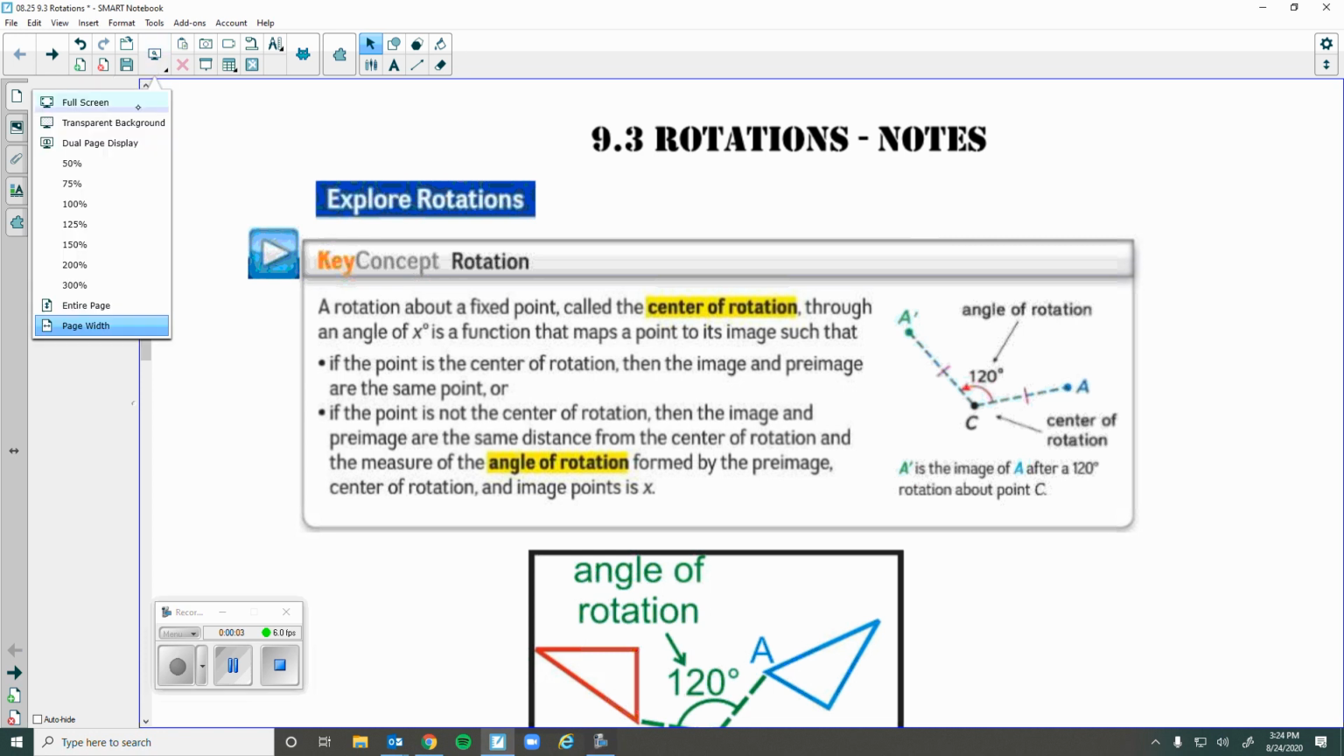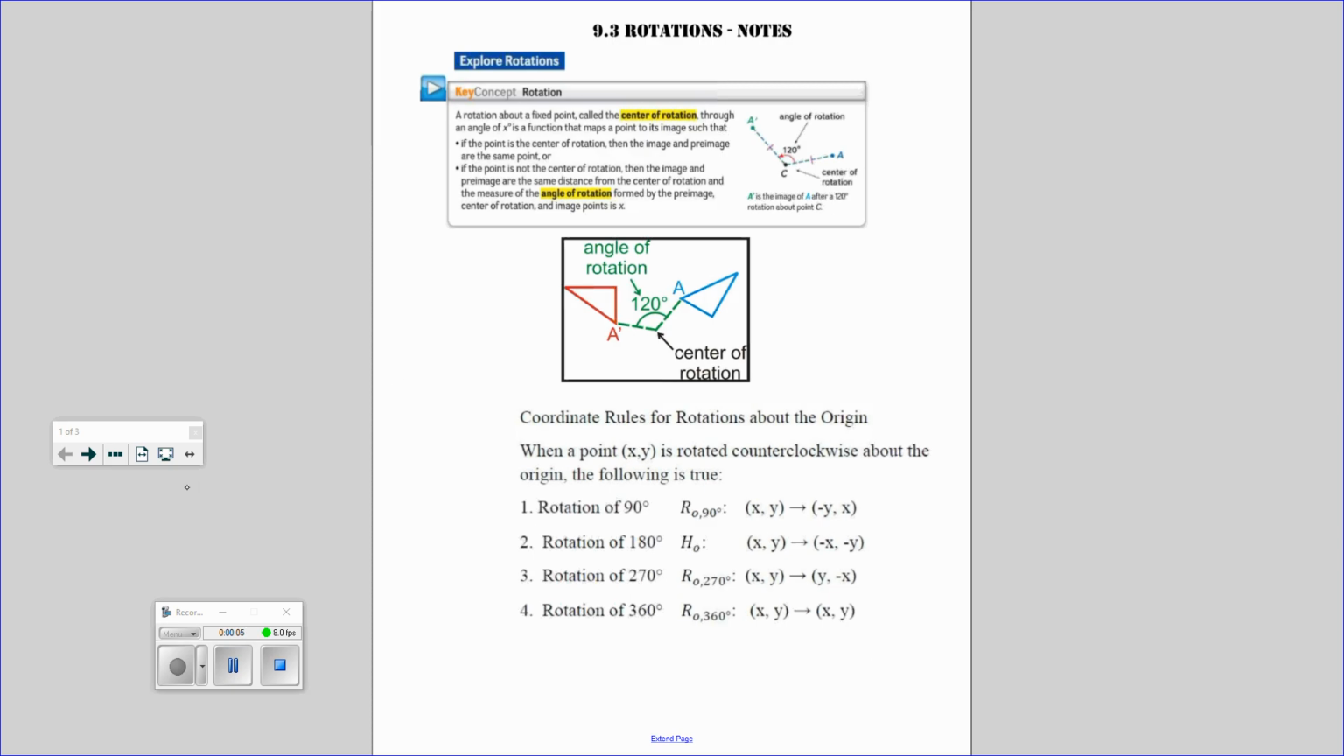So we are going to look at rotations. It's our last of the isometry, so rigid transformations, or congruent transformations. It's just changing its location by rotating it.